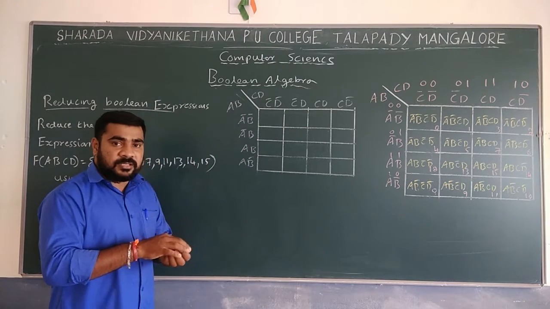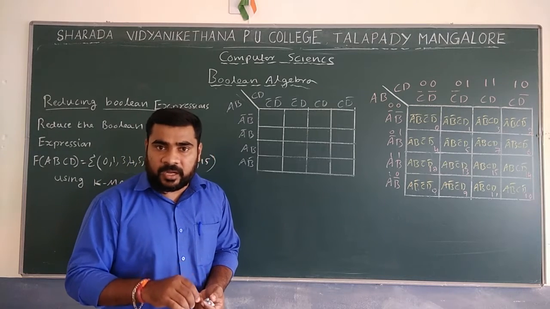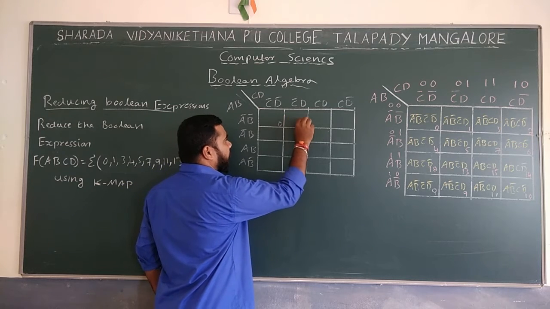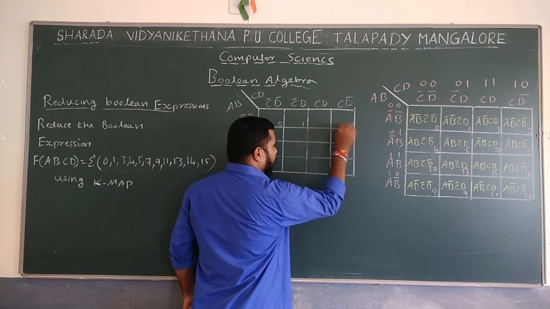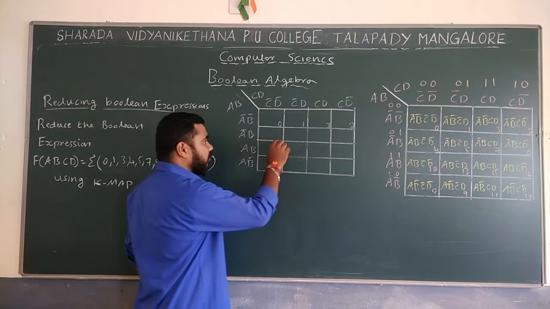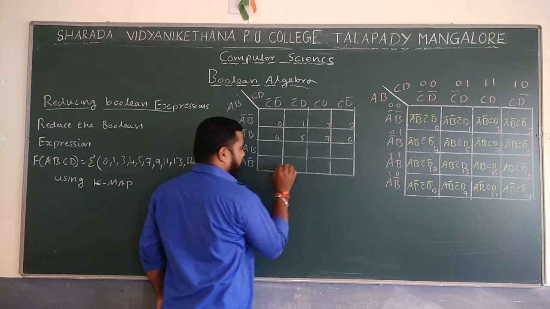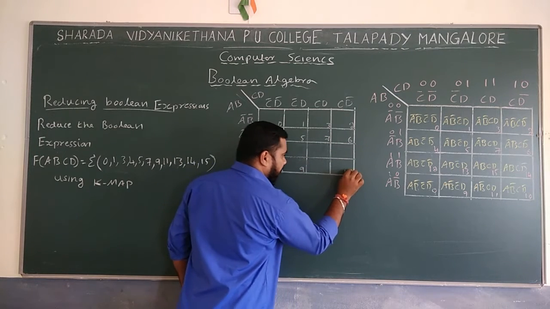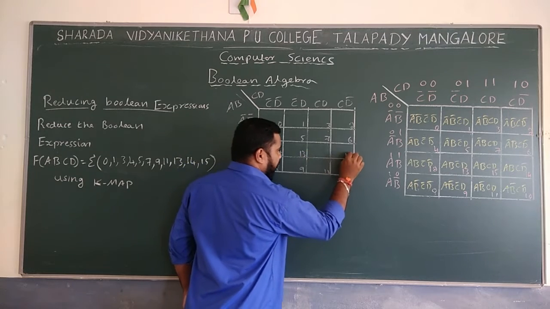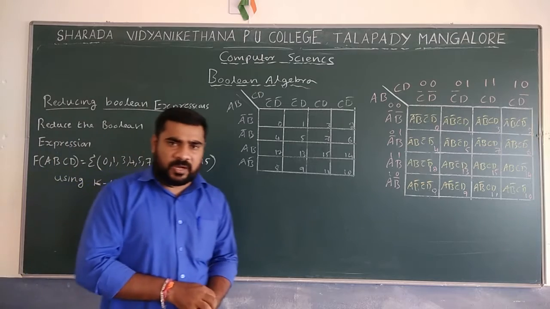Then next we have to mark the cell numbers. Cell number means the decimal equivalent of a binary number. So here 0, 1, 2, 3, you already know, skip the third row and third column, that is better. 4, 5, 6 and 7, 8, 9, 10 and 11, 12, 13, 14 and 15. These are the cell numbers, the decimal equivalents.